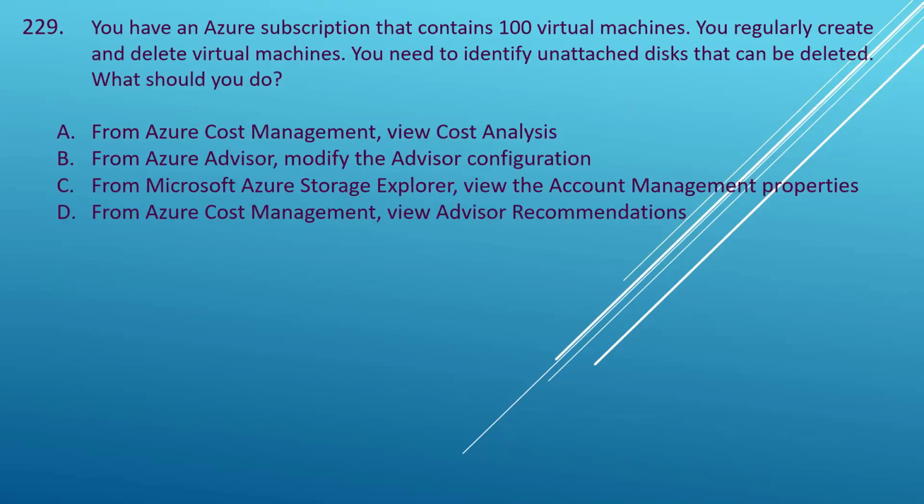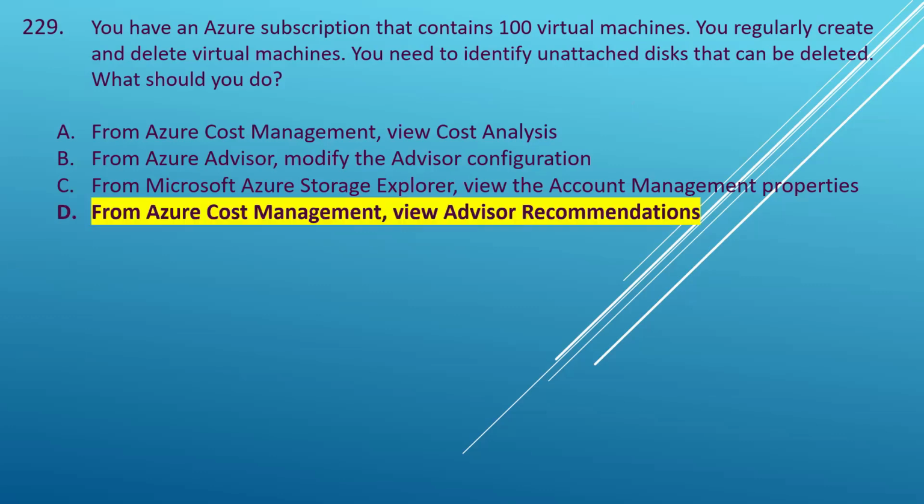Question number 229. You have an Azure subscription that contains 100 virtual machines. You regularly create and delete virtual machines. You need to identify unattached disks that can be deleted. What should you do? Your options are: from Azure Cost Management, view cost analysis. From Azure Advisor, modify the advisor configuration. From Microsoft Azure Storage Explorer, view the account management properties. From Azure Cost Management, view advisor recommendations. And friends, the correct answer here is option D, from Azure Cost Management, view advisor recommendations.